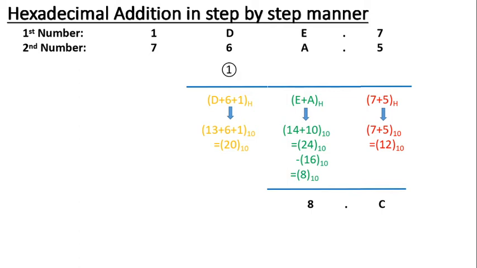This is to be converted now to decimal. D is equal to 13, 6 hexadecimal is 6 in decimal, and 1 hexadecimal is 1 in decimal. So ultimately it becomes 13 plus 6 plus 1 in decimal, which is equal to 20 decimal. And this 20 decimal is also not expressible in a single hexadecimal digit.